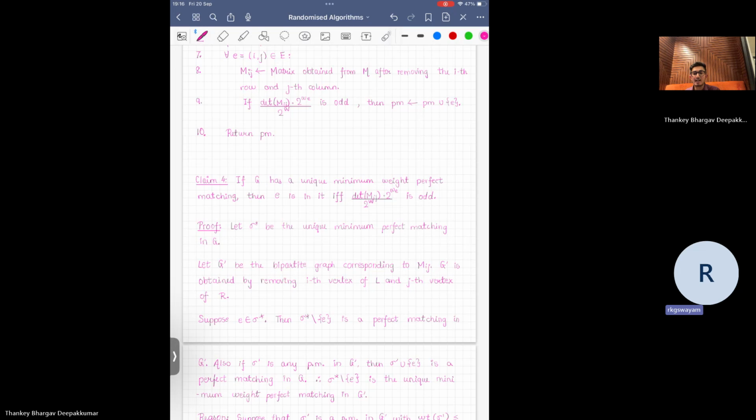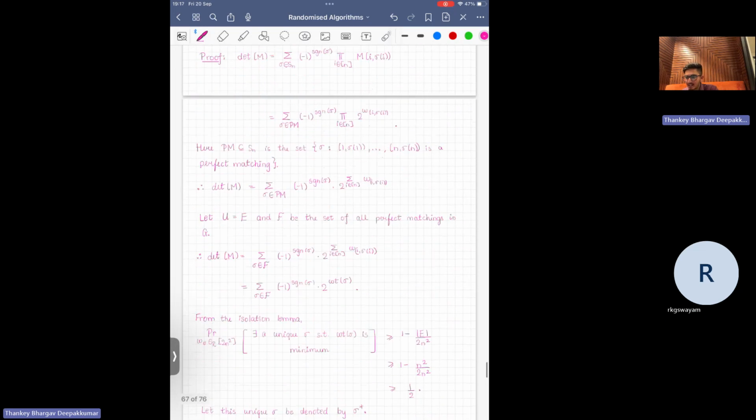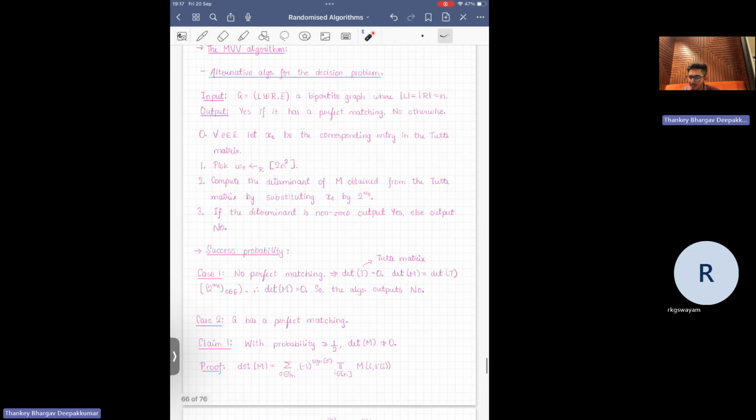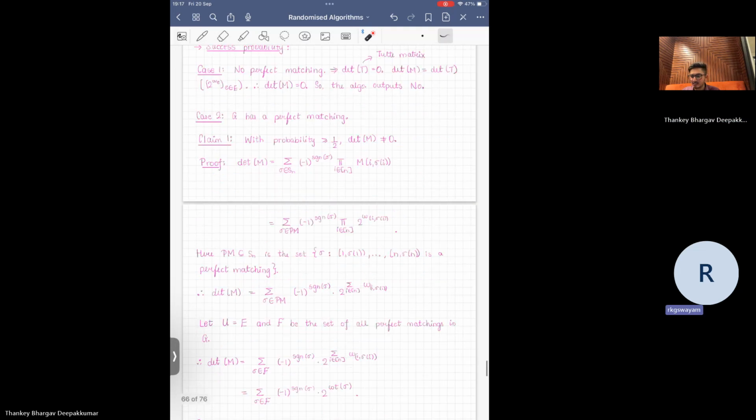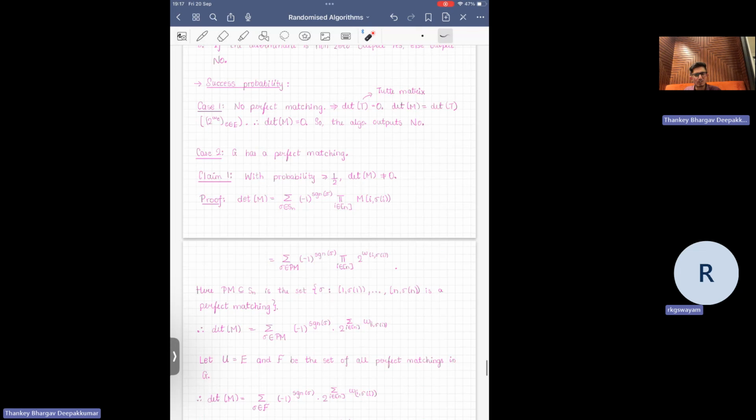Recall that we saw that if you were to pick weights like this, then with probability at least half, the graph has a unique minimum weight perfect matching. Why? Because of the isolation lemma.